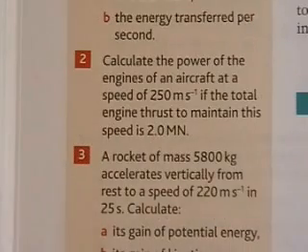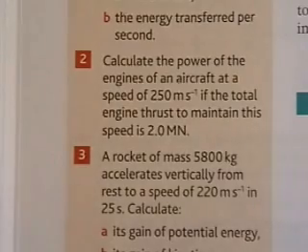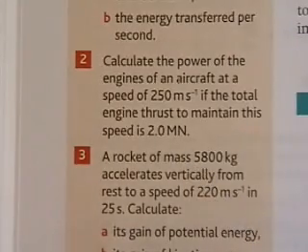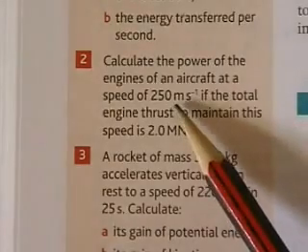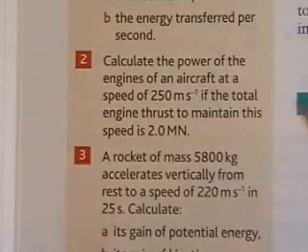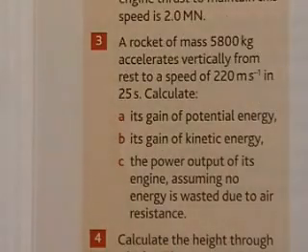For question 2, calculate the power of the engines of an aircraft to maintain a speed of 250 meters per second when the thrust is 2.0 meganewtons. Remember that power is the work done divided by time, so that's force times distance divided by time. We know the force, and distance divided by time is speed. Every second it travels 250 metres, so distance over time is 250 metres per second. So you can find the work done in a second, in other words the power, by multiplying the force by the velocity.